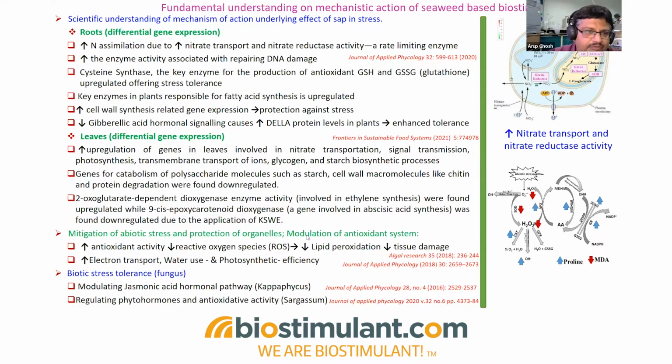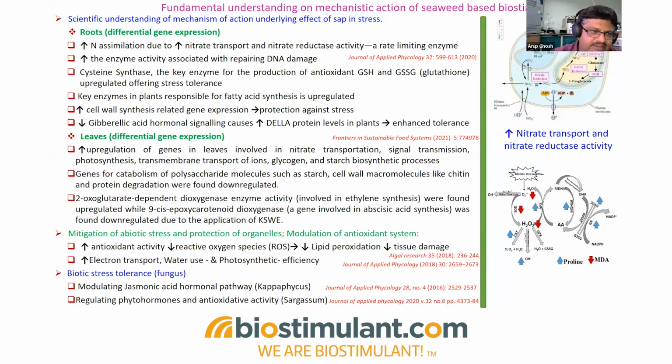For leaves also, we found similar results: nitrate transportation and the nitrogen cycle were common, and there was upregulation in signal transmission, photosynthesis, transmembrane transport of ions, glycogen, and starch biosynthesis. In fact, under stress conditions, the processes that lead to degradation of starch were downregulated. So that helped in preserving the starch content in the crops. As a result, higher yield was obtained.